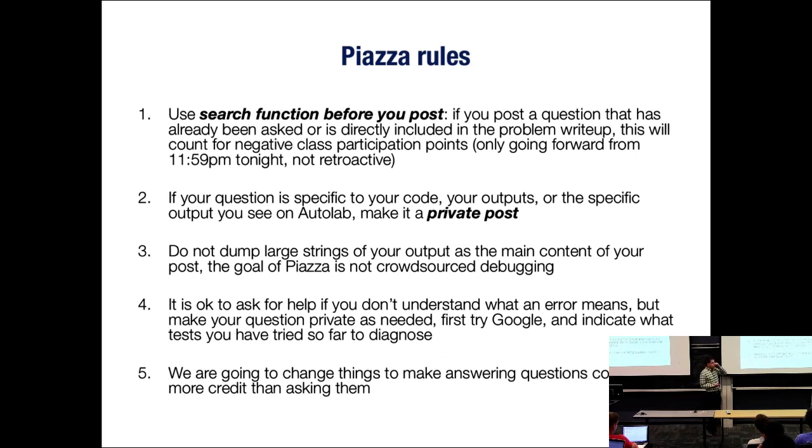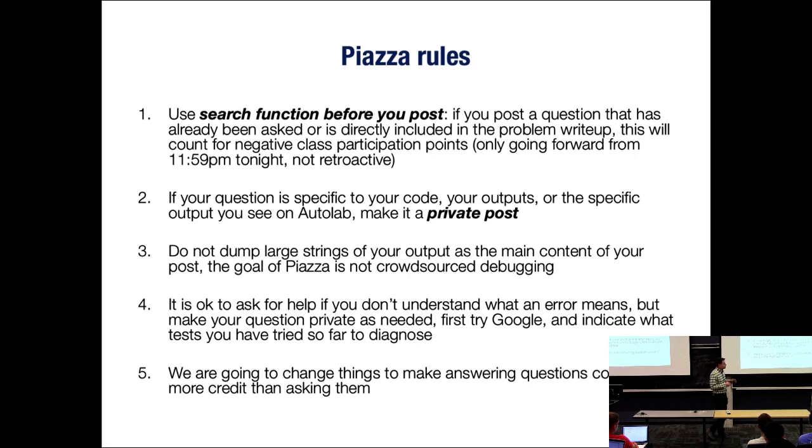Number two, if your question relates to your code directly, so you basically copy a piece of your code or have something very specific to your code, do make the post private, because the idea is we shouldn't be looking at each other's code, and if you're posting your code for everyone to see, then others would not be able to avoid looking at your code, so we don't want to do that. Third, and there's a gray area here certainly, but please don't post just a large dump of your output and say, what's wrong with this?